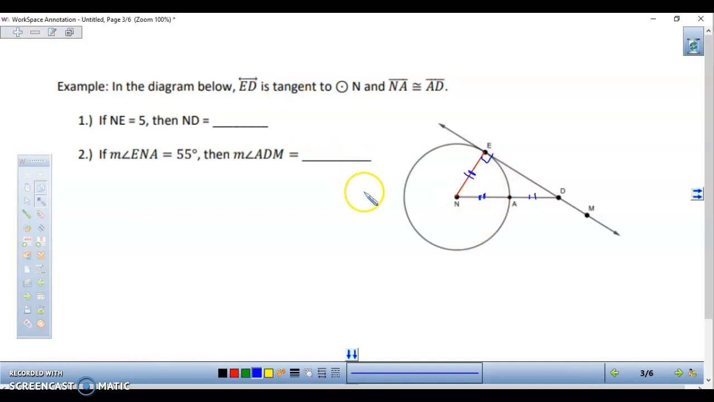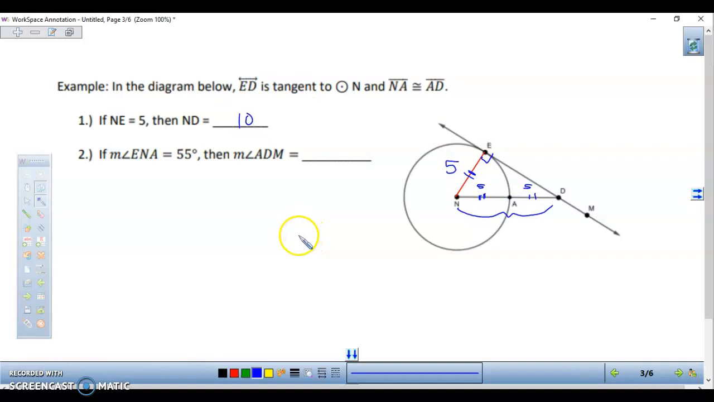So here's what I know in this problem. I know that NE is 5, and it wants to know ND. Remember, when there's no notation, no line, segment, or ray above, it's the distance from N to D. So if this radius is 5, this radius is 5, and NA is marked congruent to AD, this would be 5 as well, so ND would be 10.